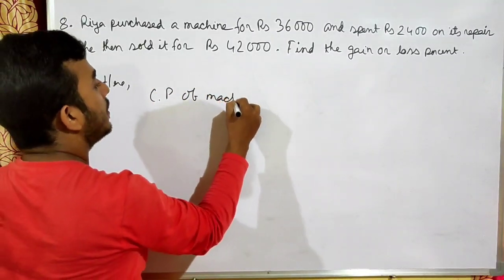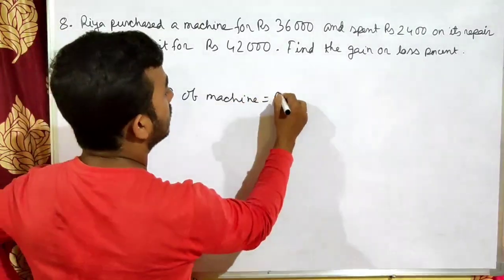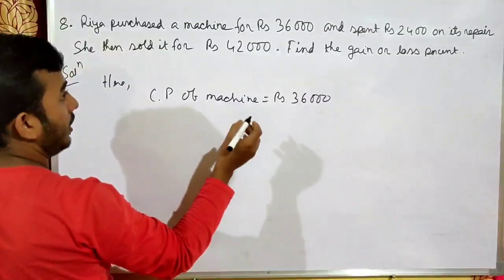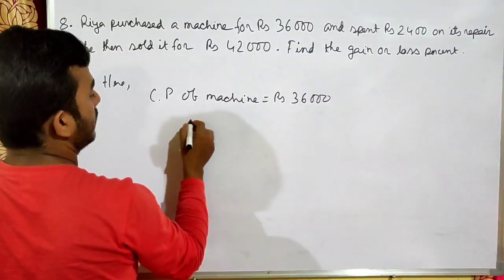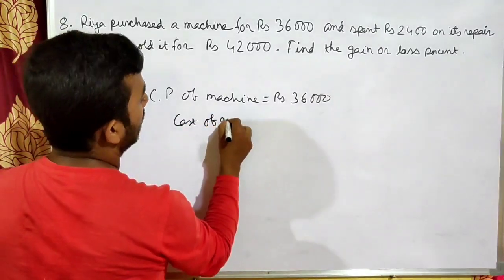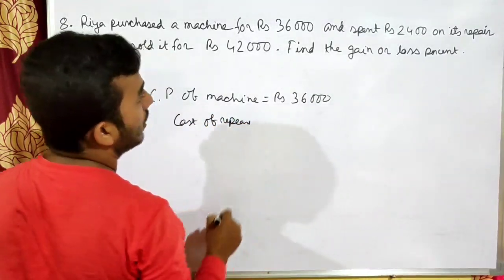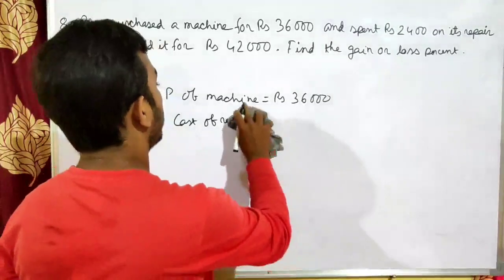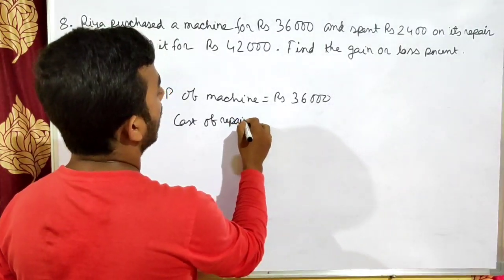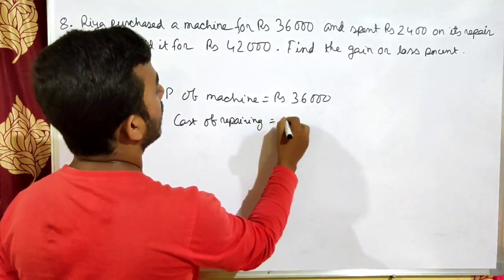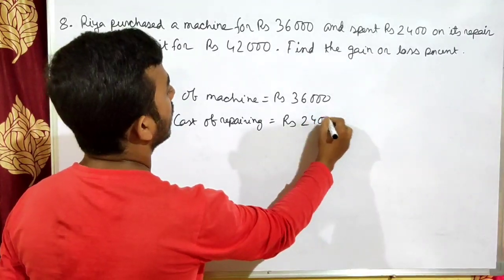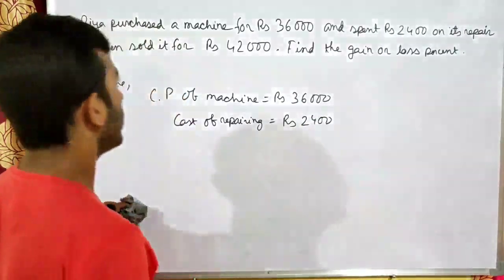Okay, the CP of the machine equals rupees 36,000. Then the cost of repairing, or extra expense, equals rupees 2,400. Okay, the cost of repairing is 2,400.